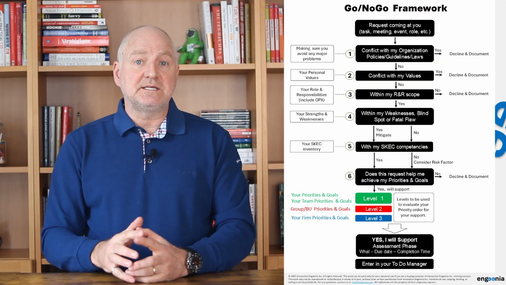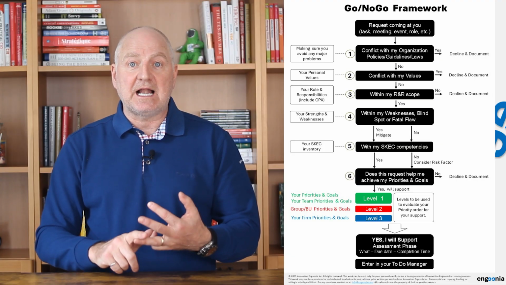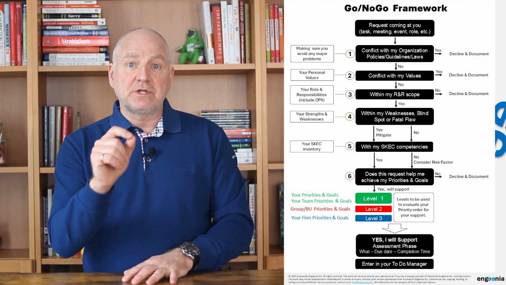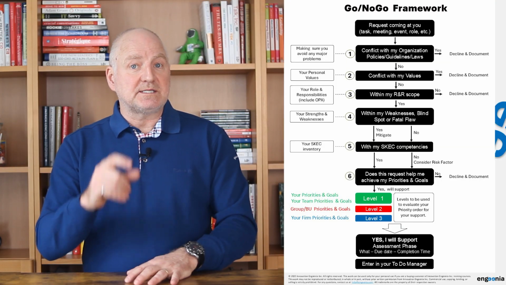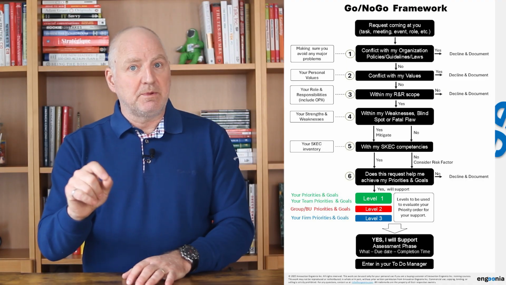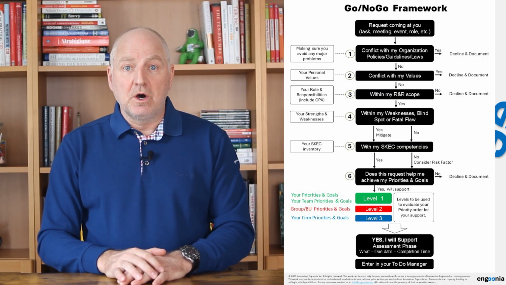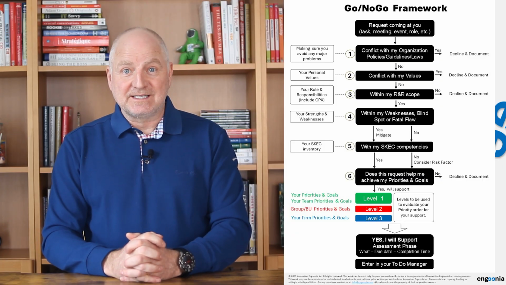The first lens is to check if the request conflicts with your organization's policies, guidelines, or the law. This will ensure that you avoid any major problems. If the answer is yes, the request conflicts with the policy of your organization, you decline and document. If the answer is no, you move to the next lens, which is the second lens.